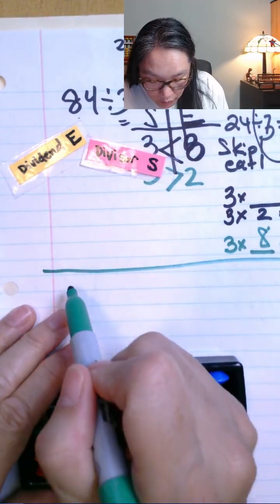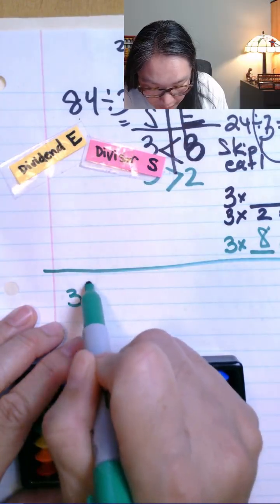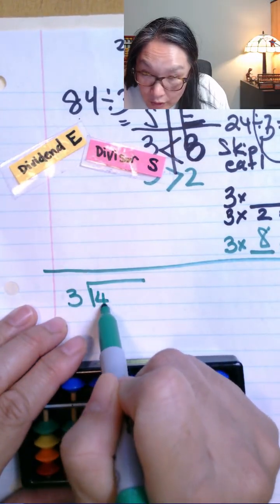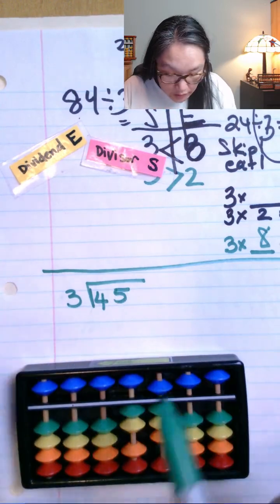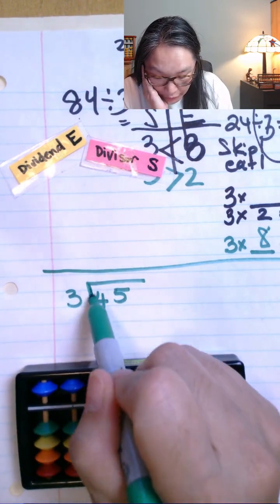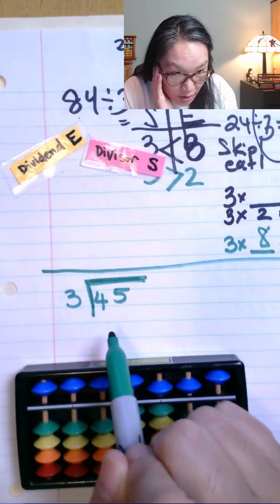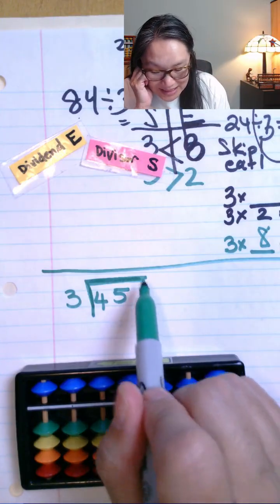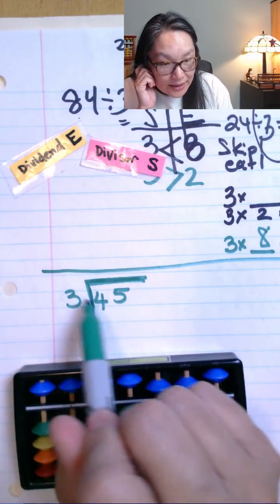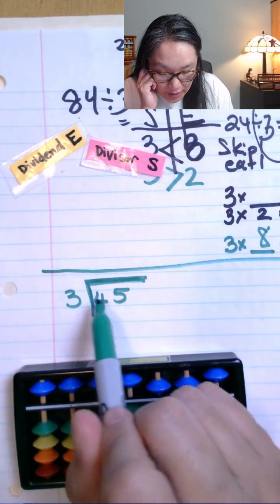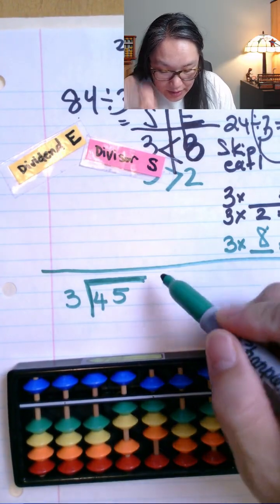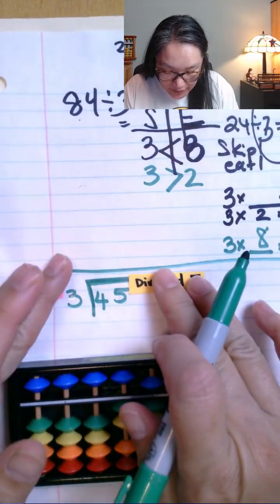All right. We do 45 divided by 3. The first thing we're going to do is find our starting point. To find our starting point, just like multiplication, but this time, instead of adding the digits, we're going to subtract the digits. To subtract the digits, it's the divisor and the dividend.